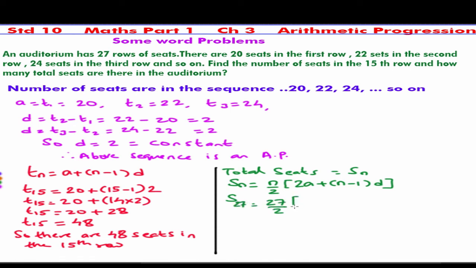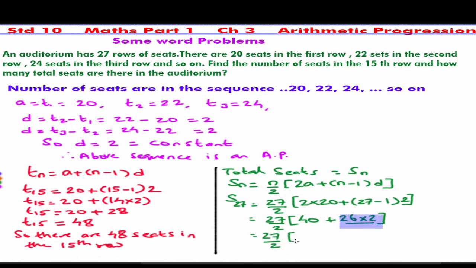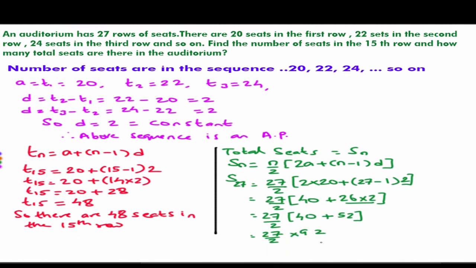27 upon 2, into 2 into the first term, which is 20. Substitute the value of a as 20, plus n minus 1, that is 27 minus 1, and you know the value of d as 2. Let us calculate. Don't divide 27 by 2 right now. We'll use that later on. 20 into 2 is 40, and 27 minus 1 is 26, into 2. 27 upon 2 into 40 plus, what is 26 into 2? It is 52. 27 upon 2 into 92.